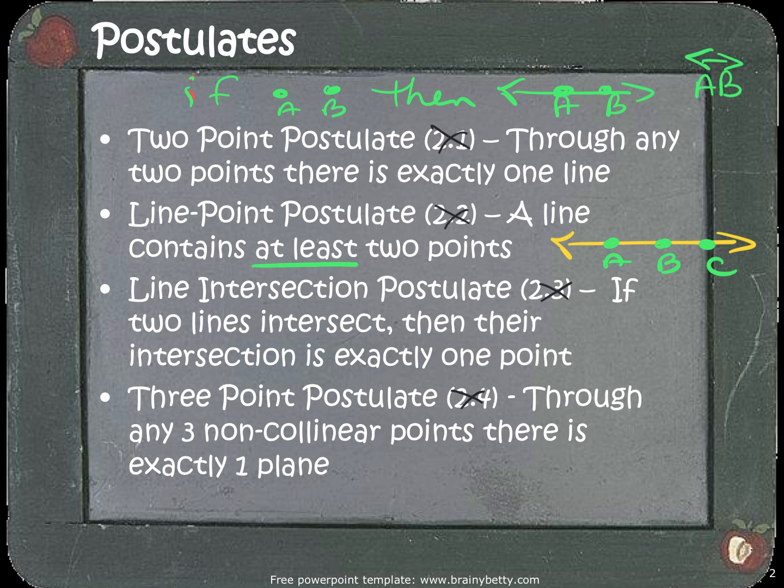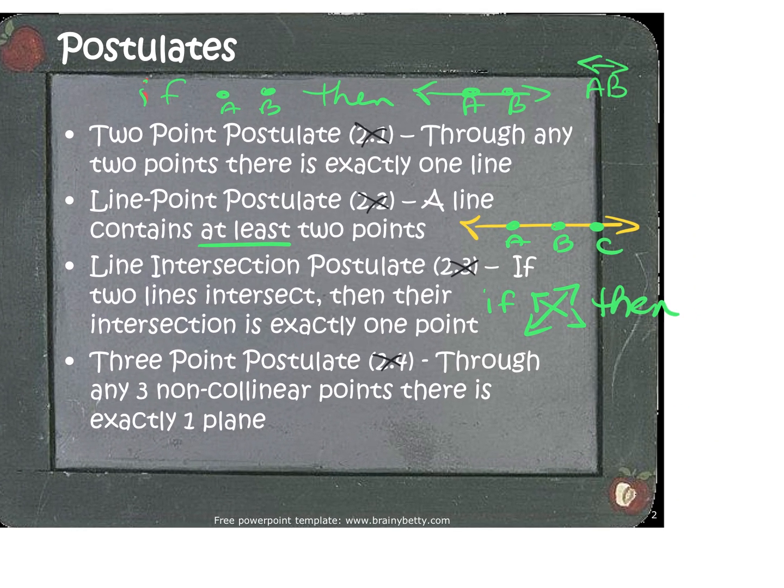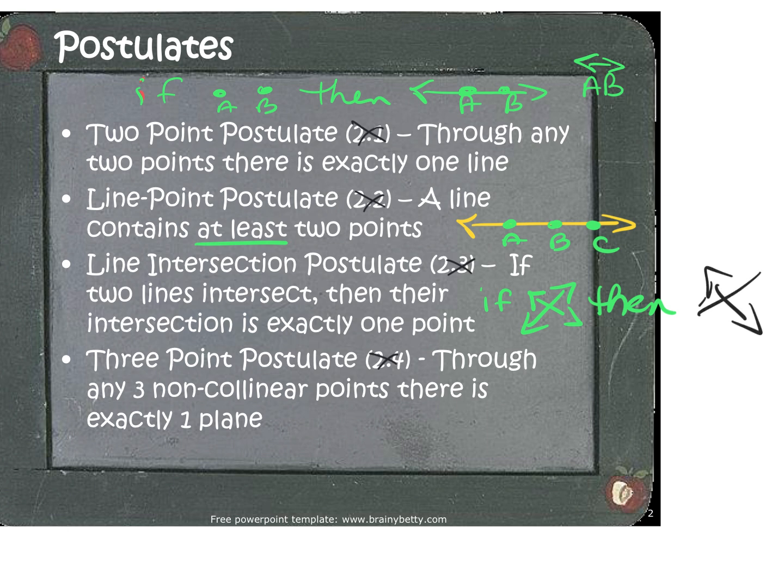The third one is called the line intersection postulate. So for example, if you have 2 intersecting lines, then their intersection is exactly 1 point. So they could first show you the 2 intersecting lines, but then they could show you that that intersection is exactly 1 point. So on the quiz, I'm going to be giving you diagrams, and you have to give me the name of what's being pictured.